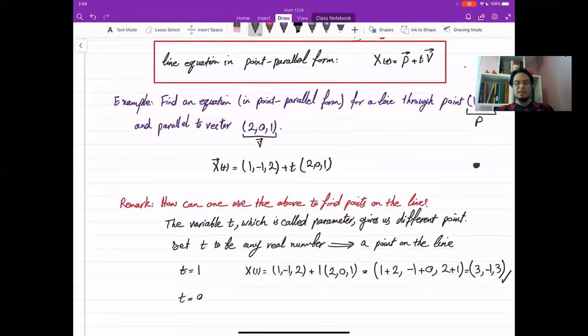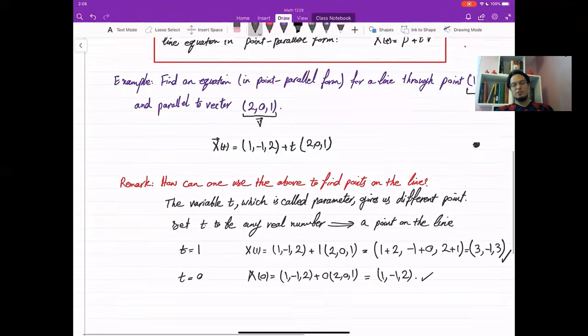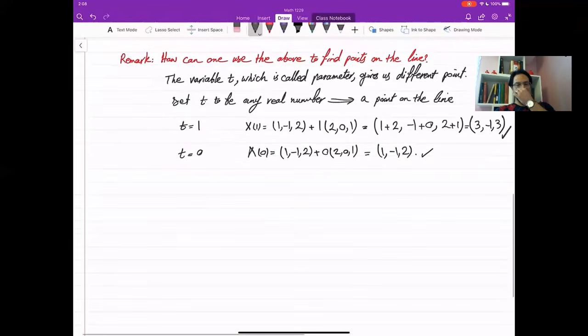If we set t equal to 0, we will get the point that we started with in the equation. So (1, -1, 2) plus 0 times v, which is (2, 0, 1), will give us (1, -1, 2). That's another point, which was the original point we used to write the equation. So using the point-parallel form, to find points on the line, plug in different values for t.